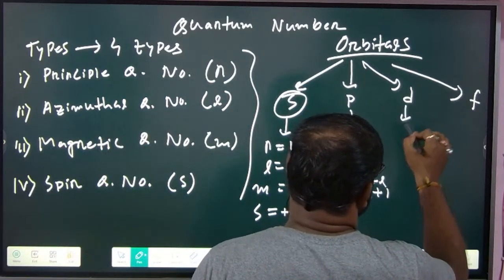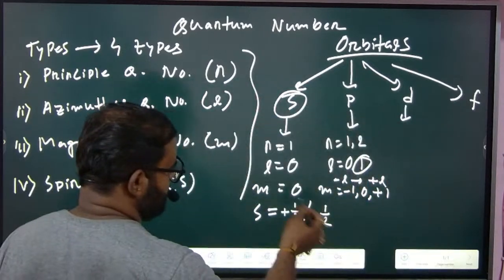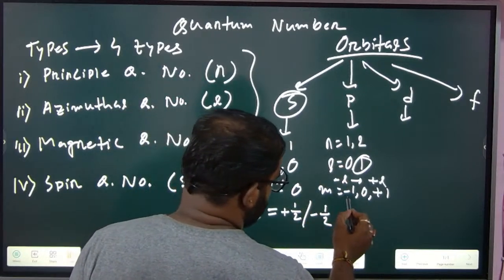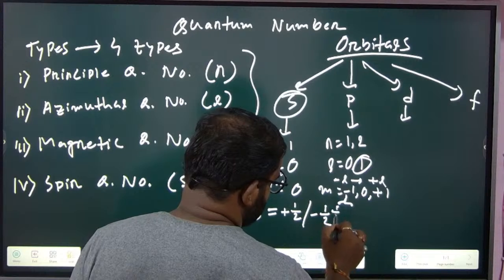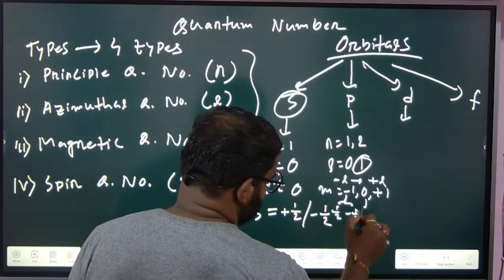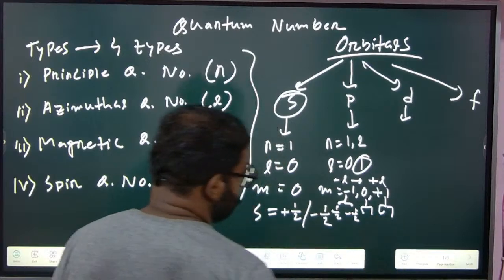For d orbital, and again I will come back here. For every value of M, there are 2 values of S. One is plus half, another is minus half. This will continue like that.